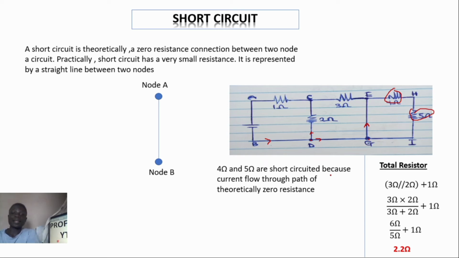So this is the whole idea about short circuits. To be short circuited means that you have zero resistance. The current will not go and pass it because it has a pathway which has less resistance to reach the positive terminal.